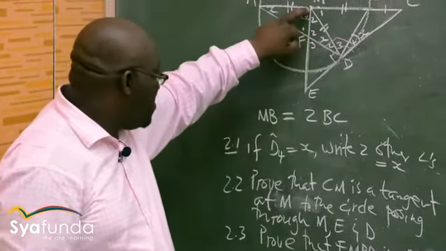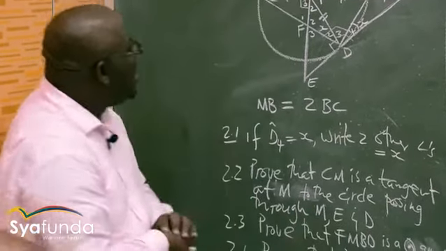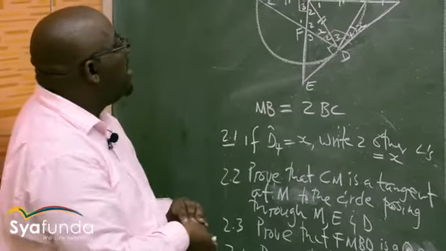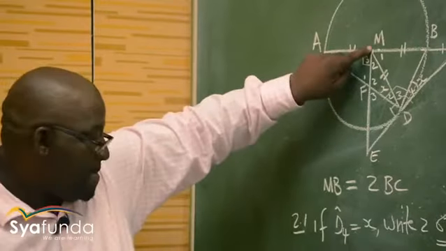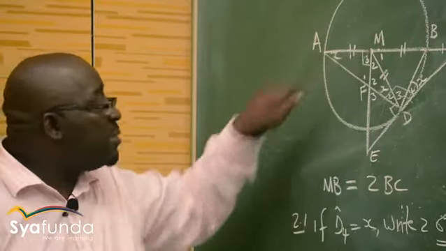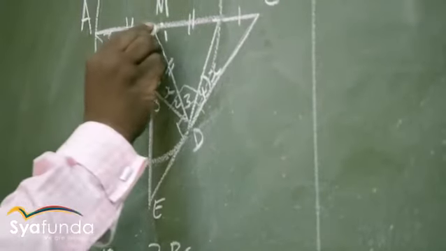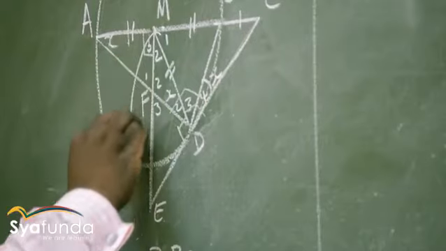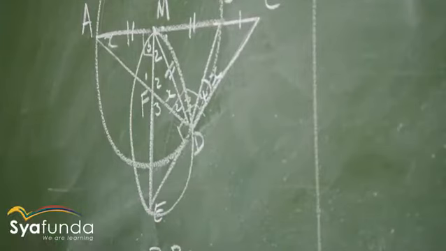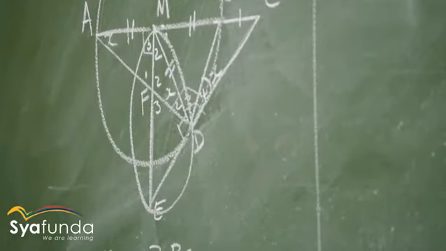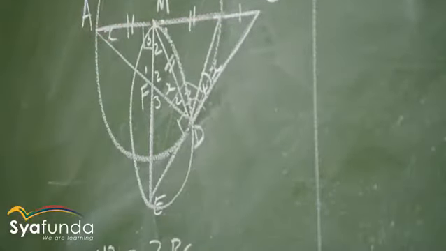CM is a tangent at M to the circle passing through MED. There's a circle that passes through MED. Let's put that circle there so that it will give us a clear picture. So there's a circle that passes through that, where this line is a tangent. Let's do it. MCD passes through here. There's a circle that passes through there. All that we need to prove there is that this line, CM, is a tangent.